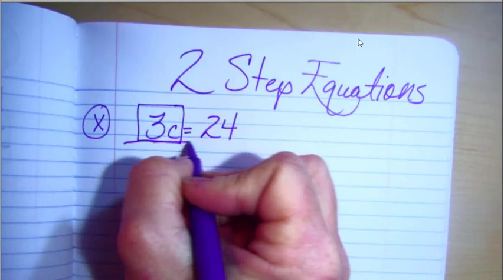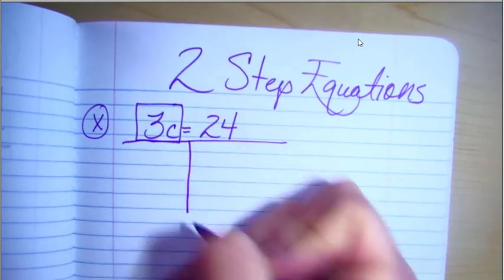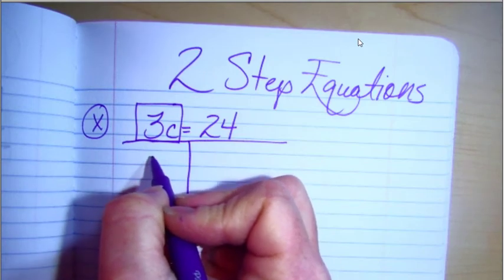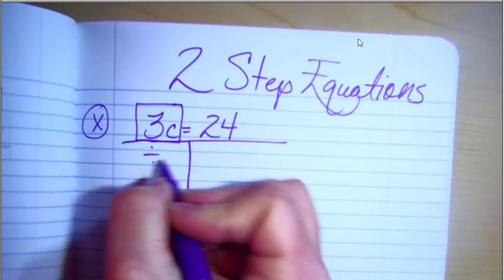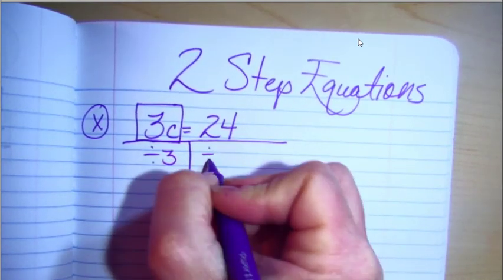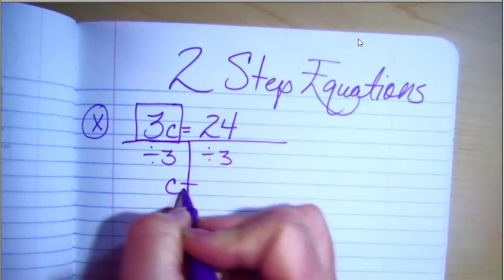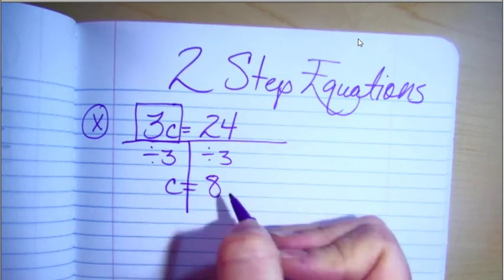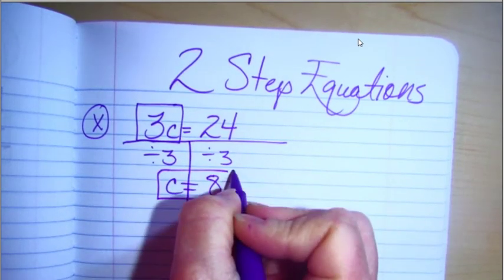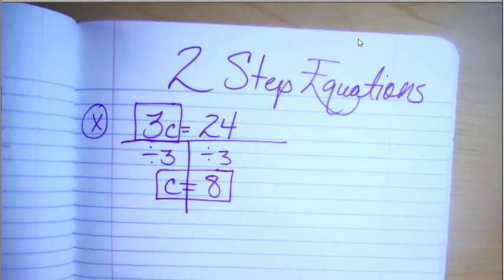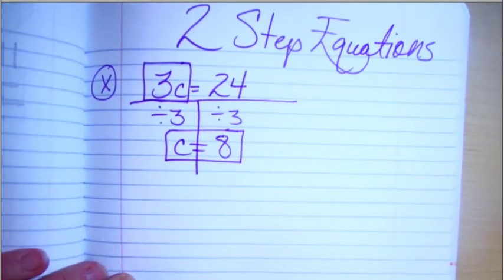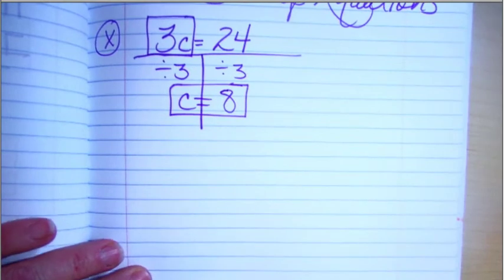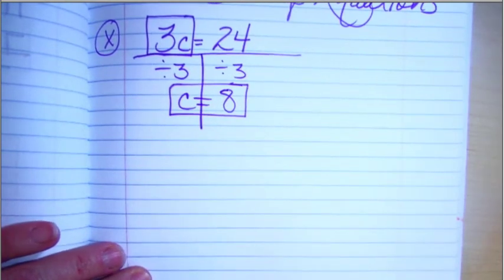So some people were getting stuck on these yesterday. If we're multiplying here, what are we doing underneath? Divide. So c equals 8. Good. So this is what we've done so far. I'm adding one more step, and it's not gonna be that much harder. You're just gonna have to remember I always do the opposite.